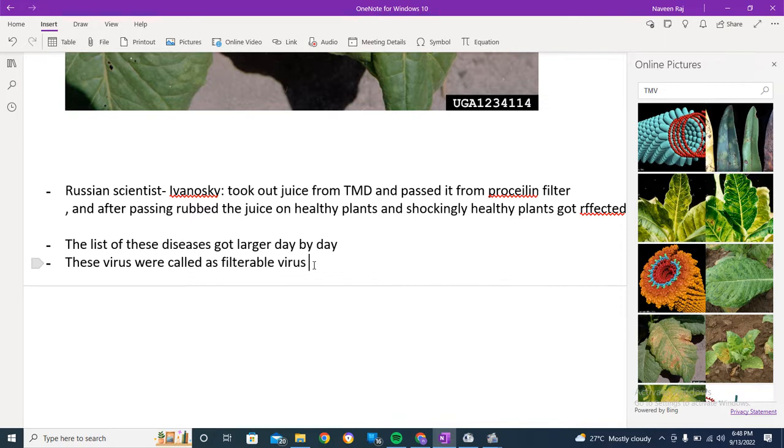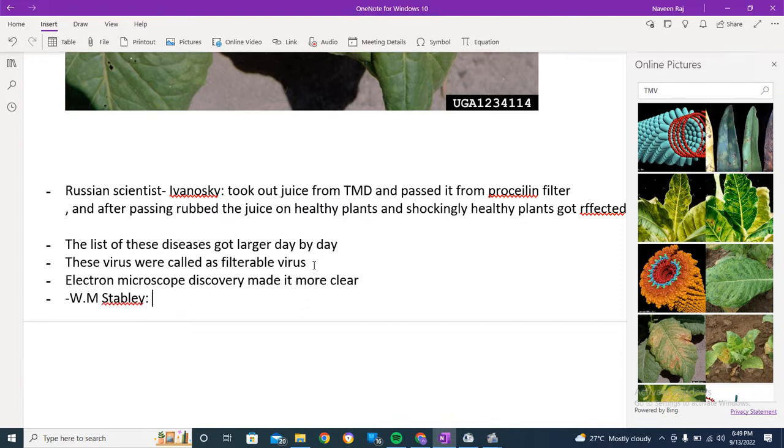And now the time came when the electron microscope discovery made it more clear, right? It has a high magnification power, around 10 to the power 7. So people just got to know that they had entered the world of viruses. And there was a scientist, W. M. Stanley.